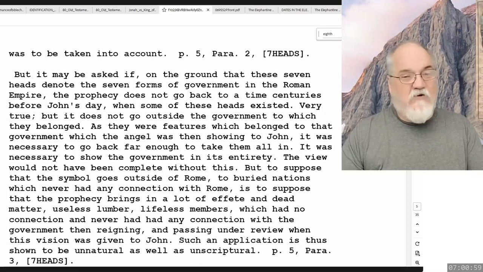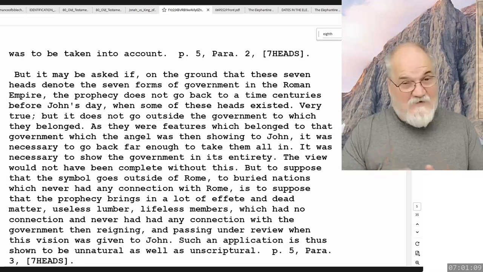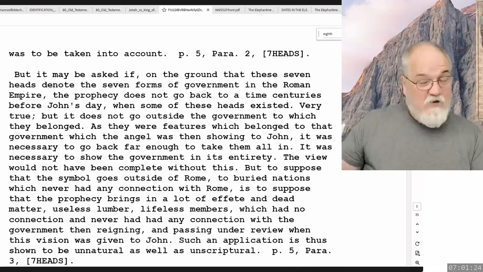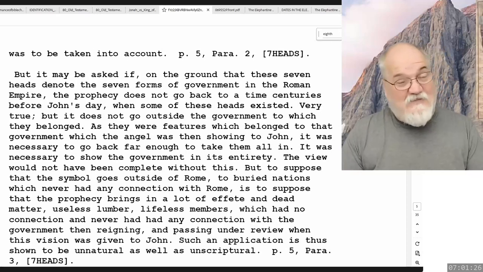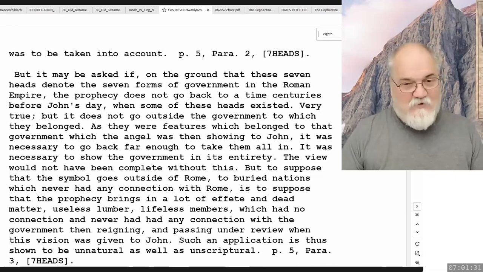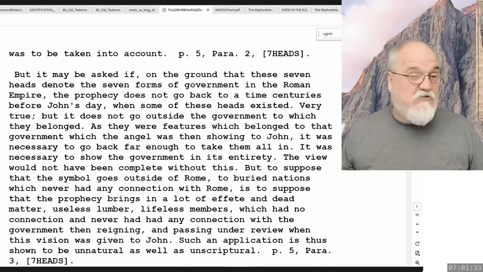Okay, so how does this relate to his argument? He has this argument that it's the government that you're under at that time that you're going to be addressing, and John is in the time of Rome, and so the beast that he sees is pagan Rome. And so it can't go back to Babylon. But if we look at Revelation 17, we can see that this woman goes back to Babylon, right? It's even called Babylon. Even though it's spiritual Babylon, it's still connected to Babylon.